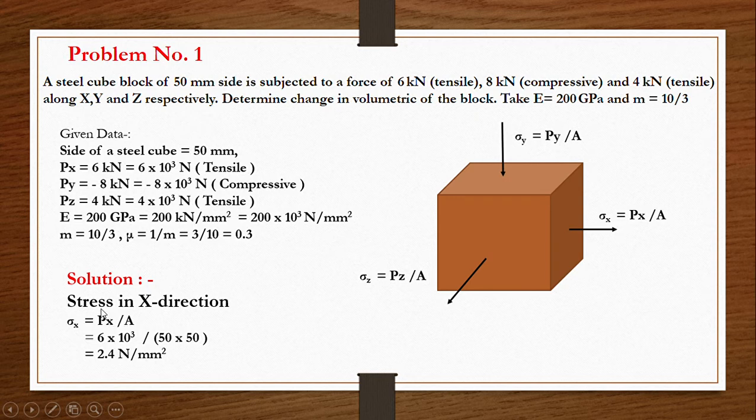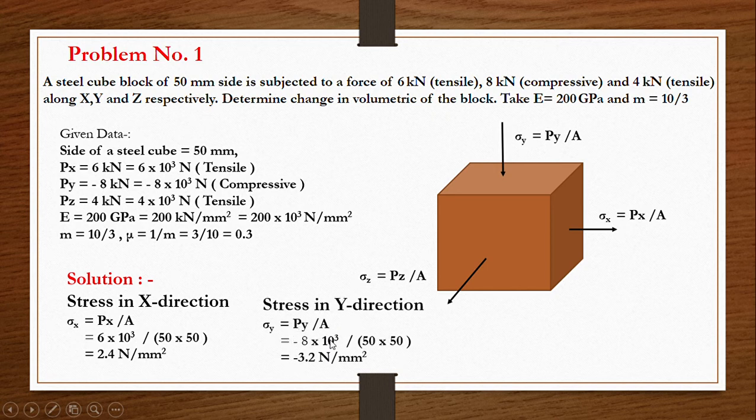As we studied, the stress is nothing but the force divided by the cross-section area. So we will convert the forces into stress. The value of P of x is 6 into 10 raised to 3 divided by the area. It is a cube, so the area of any one side will be the side squared, so 50 into 50. The final answer will be 2.4 Newton per m square for sigma x. Similarly we calculate sigma y, that is P of y divided by area, minus 8 into 10 raised to 3 divided by 50 into 50, as all sides are the same. So sigma y will be minus 3.2 Newton per m square.